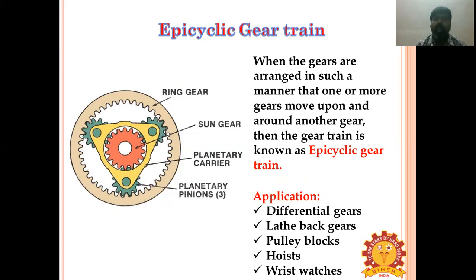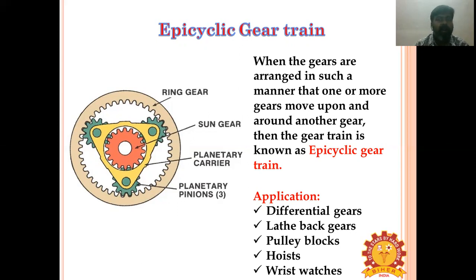Come to the last part, the epicyclic gear train. So what is the epicyclic gear train? When the gears are arranged in such a manner that one or more gears move upon and around another gear, then the gear train is called an epicyclic gear train. In the other trains the axes of the gear wheels remain fixed relative to one another, but in an epicyclic gear train, the axes of the gears also rotate about the axis of other wheels, in addition to the revolution around their respective axes.